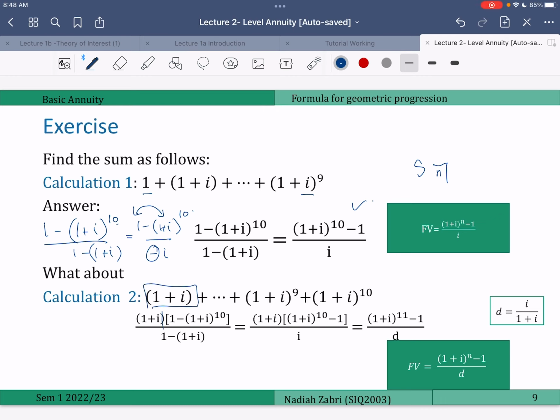Recognize the first term times 1 minus the common ratio to the power of the first term, divide by 1 minus the common ratio, and then you simplify, and then you get this. Okay, so without knowing, you are actually calculating S double dot angle N. You will have a look at it later. Try to practice your geometric progression formula from these two examples.